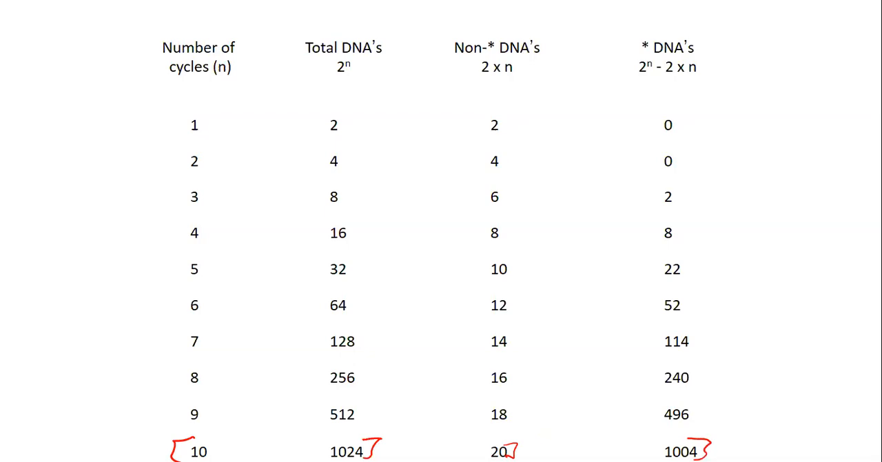And you generally run this roughly 30 times, and you get millions of these star DNA. The amount of non-star DNA is just so small that you don't really even care. So see, the math is 2 times N, right? So 2 times N, if you do it 30 rounds, would be 60. And this is 2 to the power of N, so 2 raised to the power of 30, minus 60 is how many star DNAs you have.